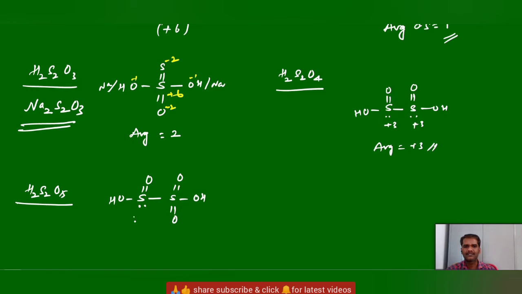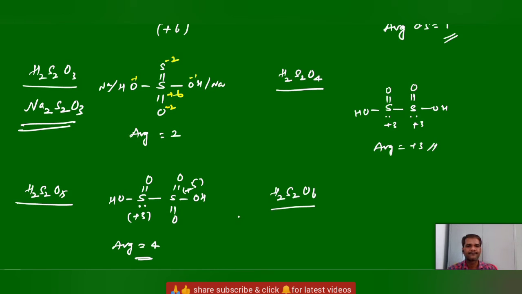So the oxidation state of this first sulfur is +3, and the oxidation state of the second sulfur is +5. This is -2, this is -1. Overall +5. One is +3, one is +5. Again, these two sulfurs have individual oxidation states. Then average oxidation state, how much will we get? +3 +5, 8 by 2, so 4. Average is 4, individuals are different.